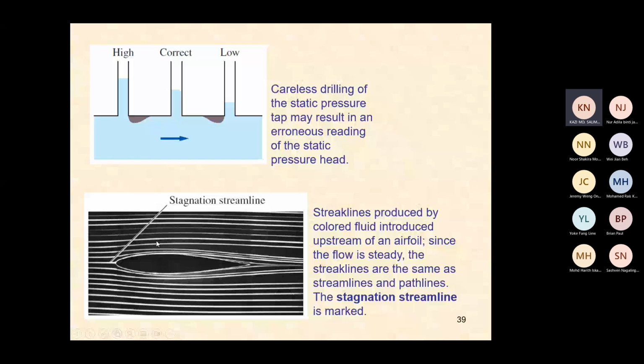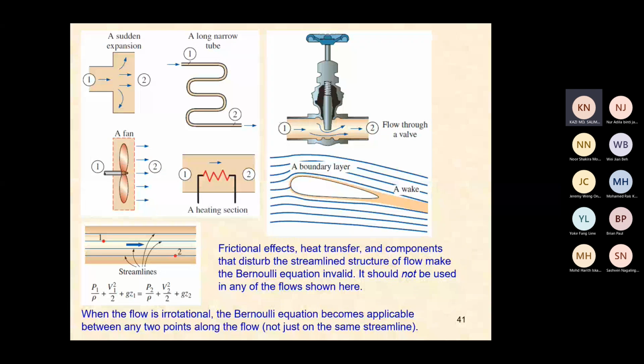The straight lines produced upstream of an airflow, since the flow is steady, are the same as streamlines and path lines. Then we still have the limitations of Bernoulli's equation. I think we will finish with the limitations, then the hydraulic grade line and the potential flow. So these are the limitations on the use of Bernoulli's equation.